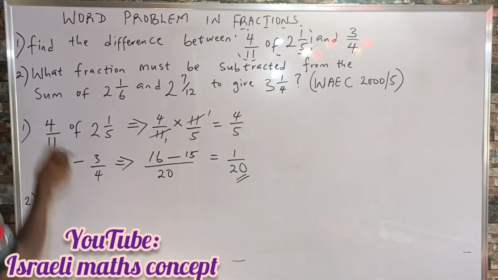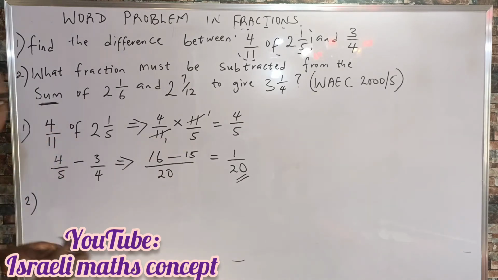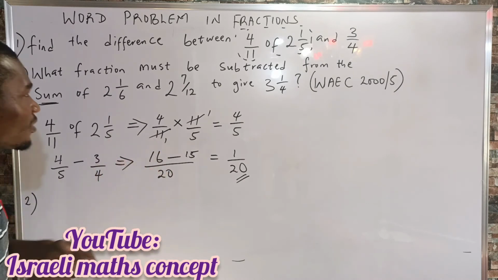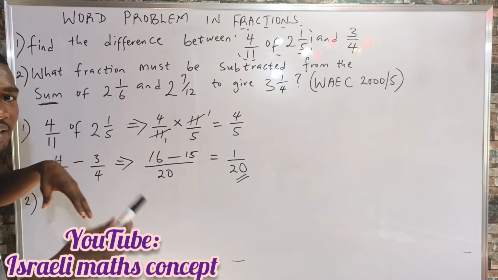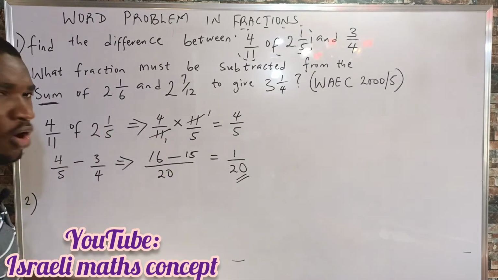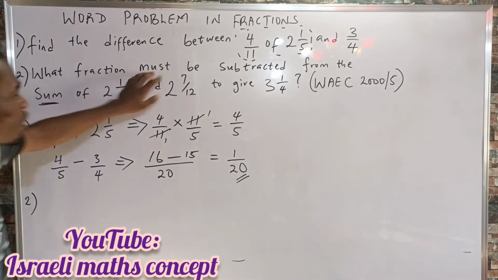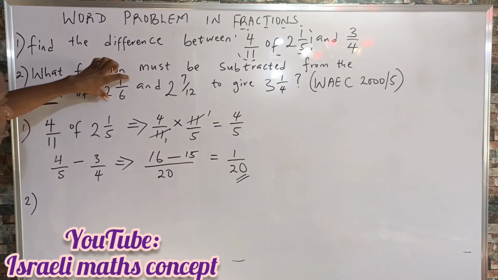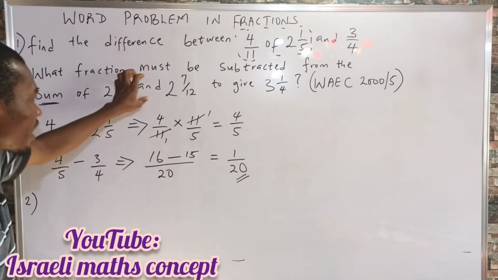First of all, take note of this term, sum. What is sum? Your sum is the answer you get after adding your values, just like your difference is the answer you get after subtracting your values. We are asked the exact fraction that must be subtracted from the sum of these two values. That is this and this.